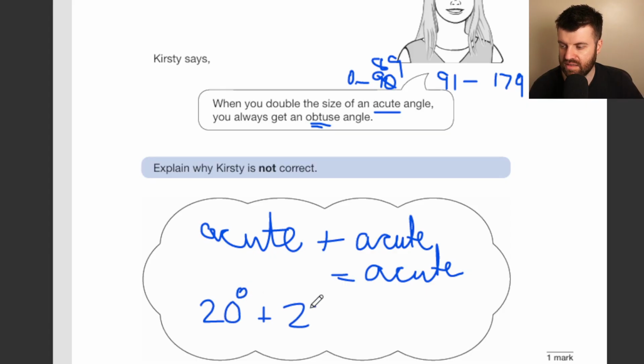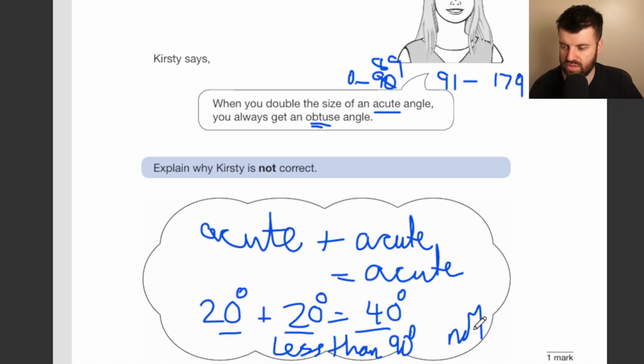We're going to double it. So 20 degrees plus 20 degrees is 40 degrees. All of these are less than 90, so we can say less than 90, so not obtuse. And that is enough to get the mark.